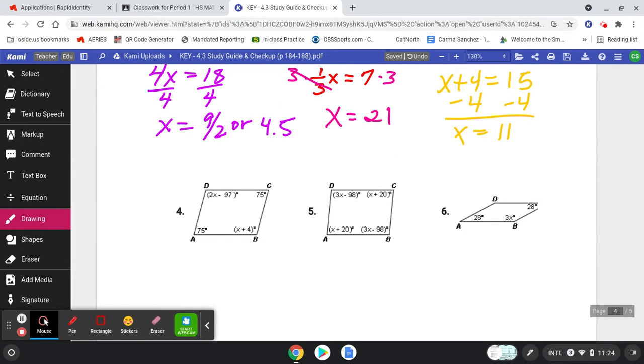So here we're solving for x. Well, we've got opposite angles are equal. So 2x minus 97 is equal to x plus 4.